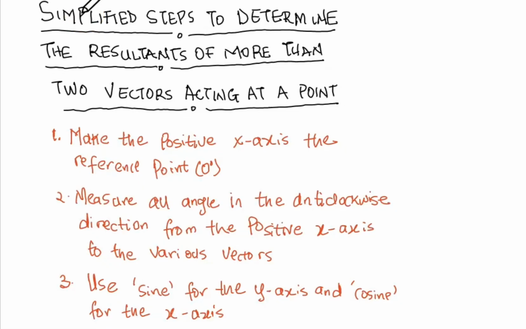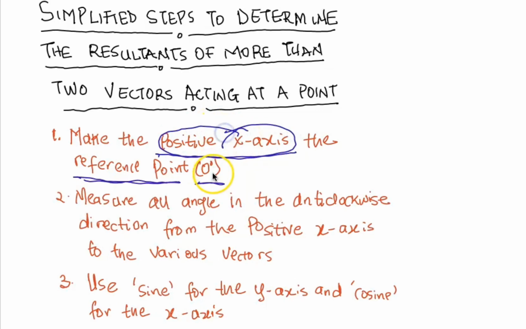The first thing you have to do is make the positive x, with emphasis on this part, the reference point. Reference means where we make all our calculations from. In this case, it is where we are going to measure all our angles from. So the positive x is our reference point and we take it as 0 degree. All angles are going to be measured from this positive x-axis.